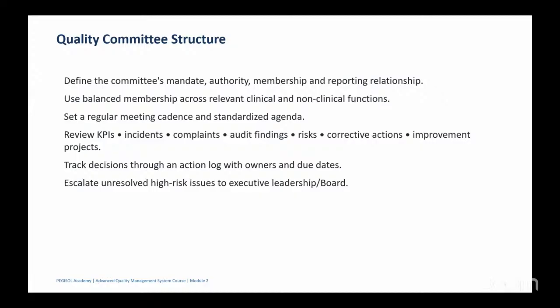Usually, quality committee structures use balanced membership across relevant clinical and non-clinical functions. Set a regular meeting calendar and standardize the agenda. You can review KPIs, incidents, complaints, audit findings, risks, corrective actions, improvement projects. They track decisions through an action log with owners and due dates. They escalate unresolved or high-risk issues to the executive leadership or the board. So these are functions of quality committee structure, quality committee oversight in a particular organization.